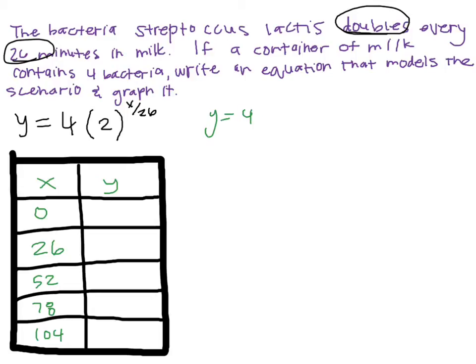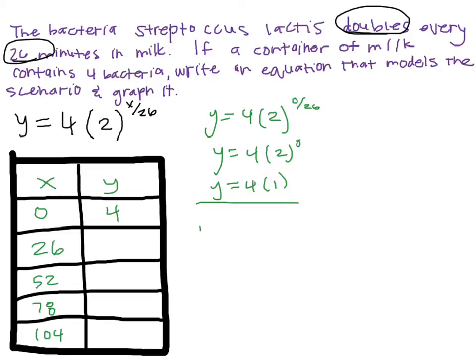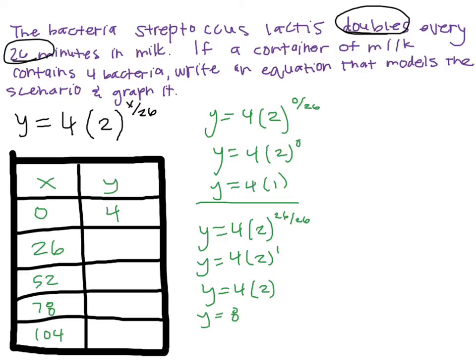So for the first one, our 0. 0 divided by 26 is just 0, so that's going to stay as 4 times 2 to the power of 0. Anything to the power of 0 is just 1. So for our y value, we get 4. Now when x is 26, 26 divided by 26 will give us a 1. 4 times 2 to the power of 1 is the same as 4 times 2. And 4 times 2 gives me 8.